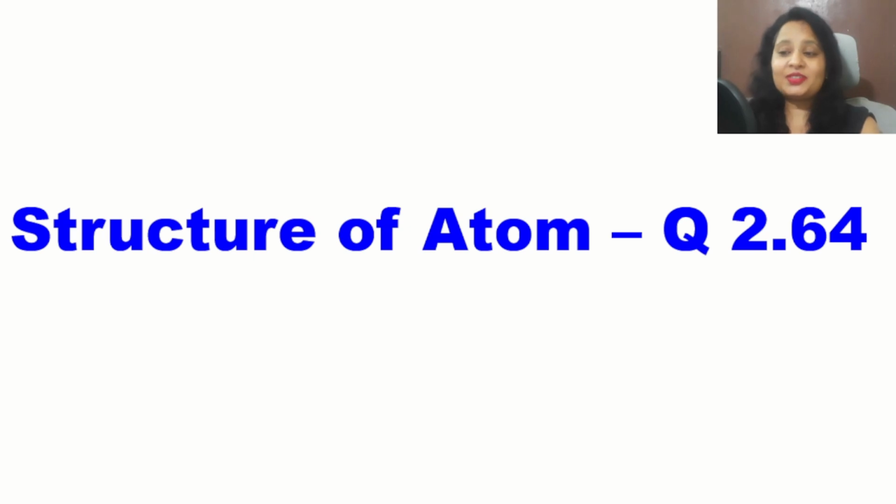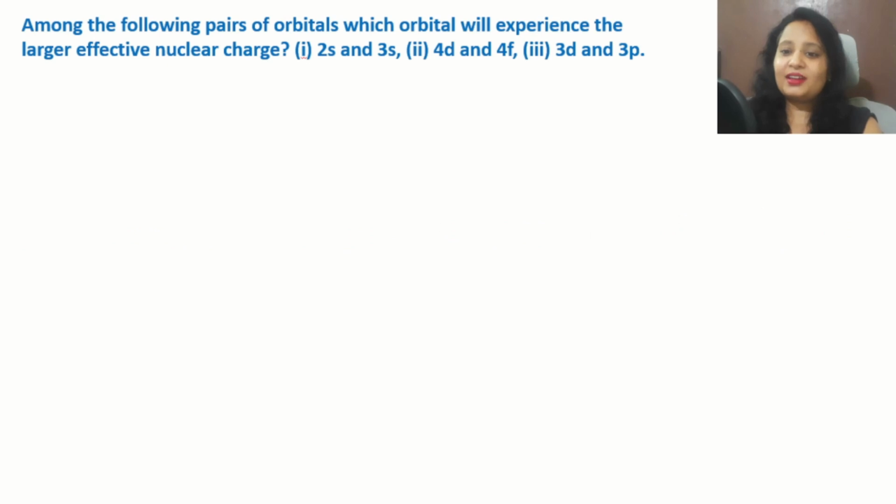Friends, today's video is question number 2.64 from the NCERT textbook class 11, and the chapter name is Structure of Atom. So let's check the question. Among the following pairs of orbitals, which orbital will experience the larger effective nuclear charge? So friends, they gave three sets and we need to tell among them which will experience a larger effective nuclear charge. In the previous question also we discussed the nuclear charge.